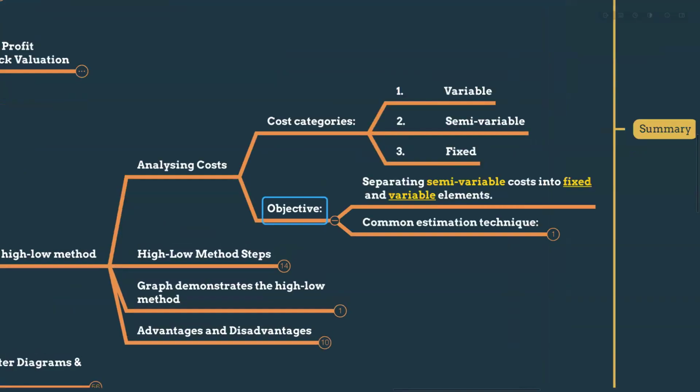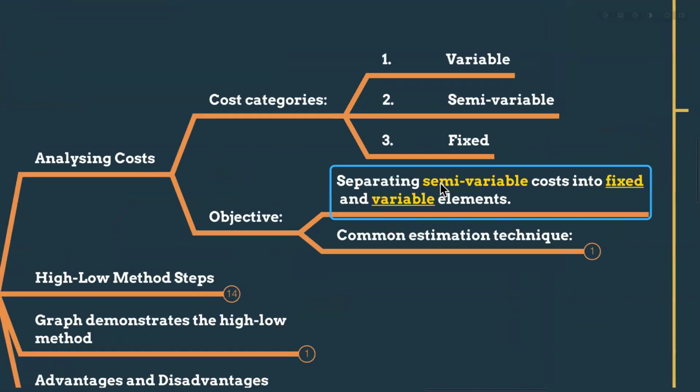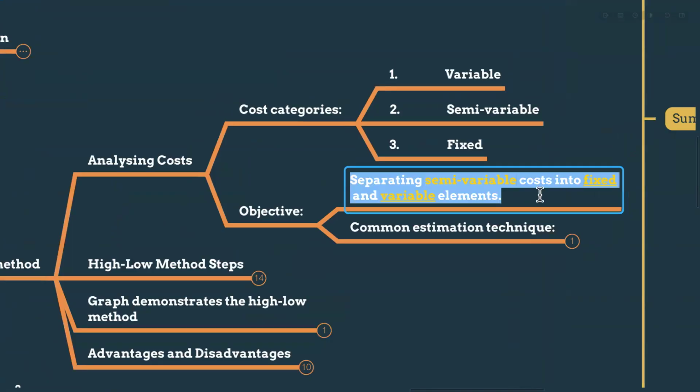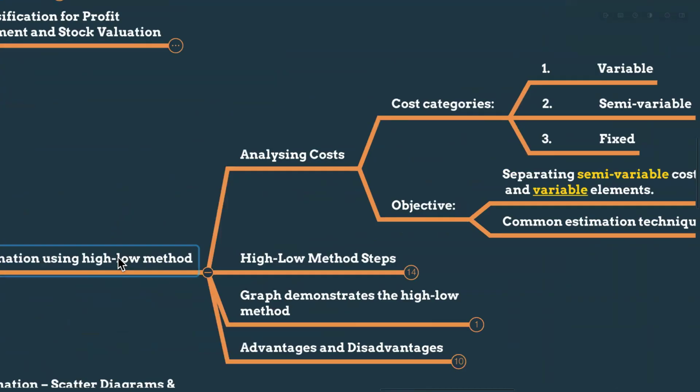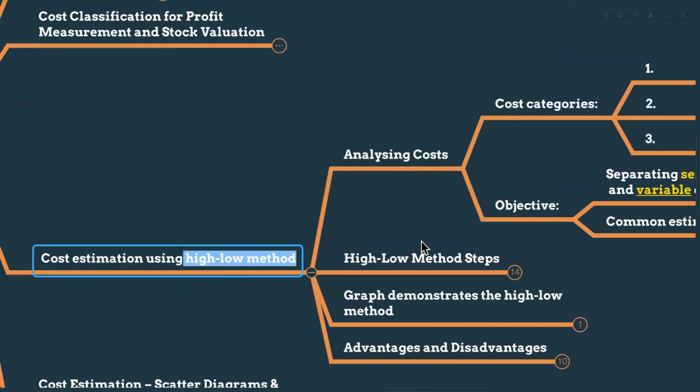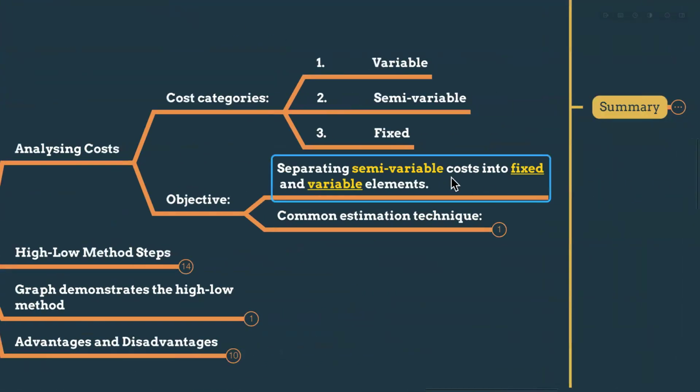So why are we analyzing the cost? The objective is to separate semi-variable cost into fixed and variable elements. That is the objective of the high-low method. In some cost behaviors, there will be some fixed cost as well as a variable element.